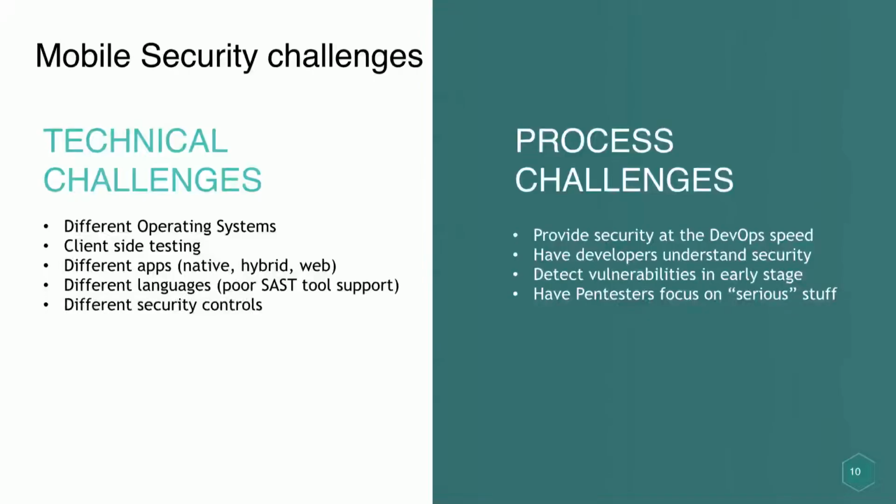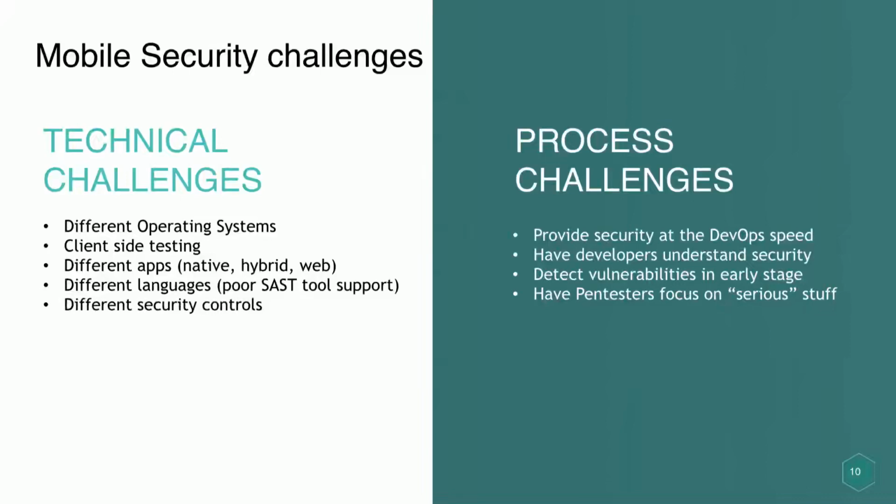So in mobile, we have, let's say, two groups of security challenges. We have technical challenges for security engineers, because we have different operating systems. Client-side testing is very important. It's the biggest part of the test, I would say. Different apps: native, hybrid, web, everything, new frameworks. Different languages, so SAST tools do not support new languages right away, if we think about Kotlin as an example. And different security controls.